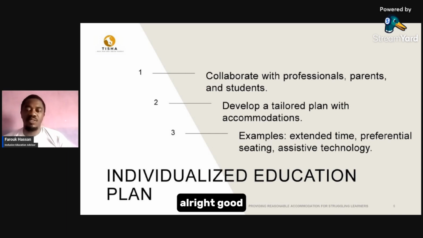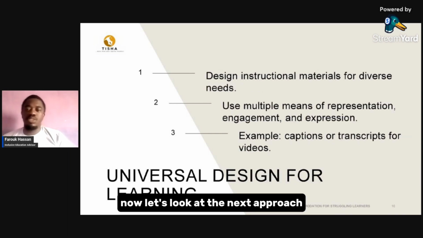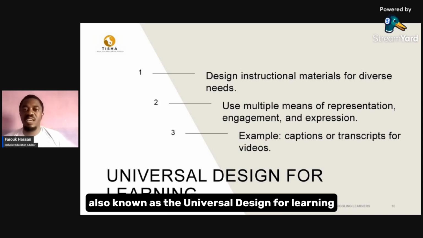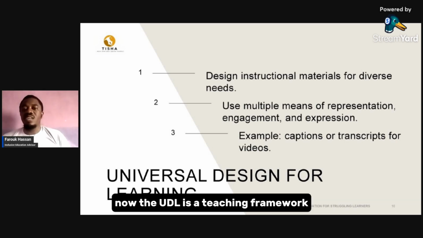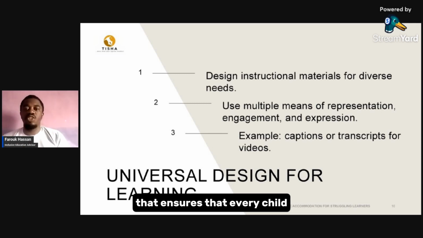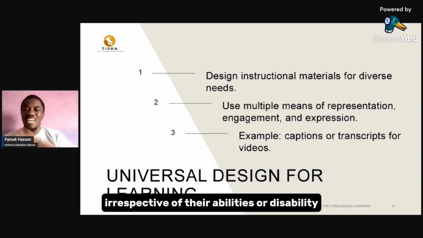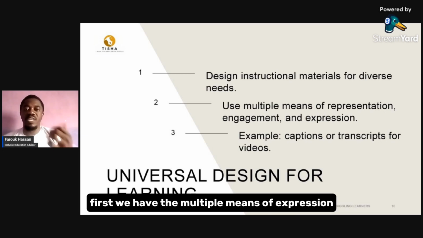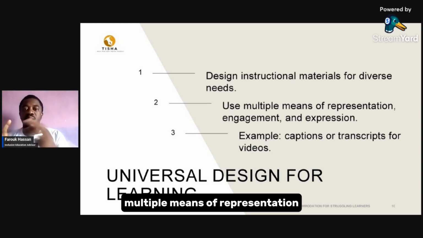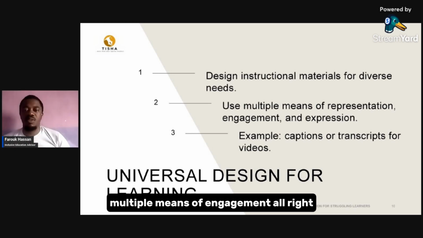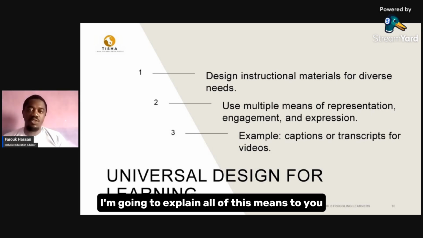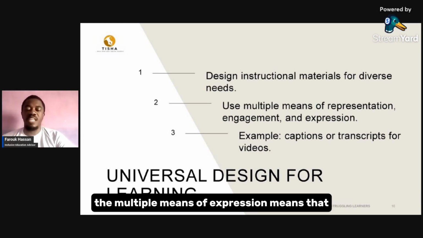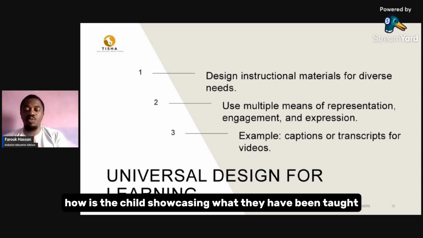All right. Good. Now let's look at the next approach, which is the UDL, also known as the Universal Design for Learning. Now the UDL is a teaching framework that ensures that every child, irrespective of their abilities or disability, is included in the classroom. Now, the UDL has three key principles. First, we have the multiple means of expression, multiple means of representation, multiple means of engagement. All right, so I'm going to explain all of this means to you. The multiple means of expression means that how is the child showcasing what they've been taught?